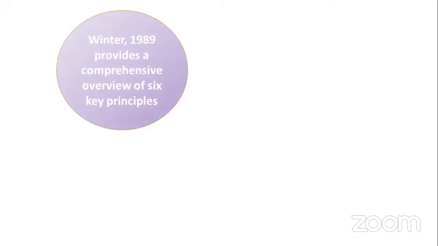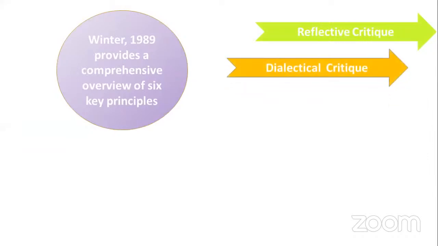Next, according to Winter, 1989, provides a comprehensive overview of 6 key principles. Let us see them one by one. The first one is reflective critique. Action research is a systematic investigation of self-practice for the teacher's professional development. Its uniqueness emanates from the set of principles that guide it. First one is reflexive critique.